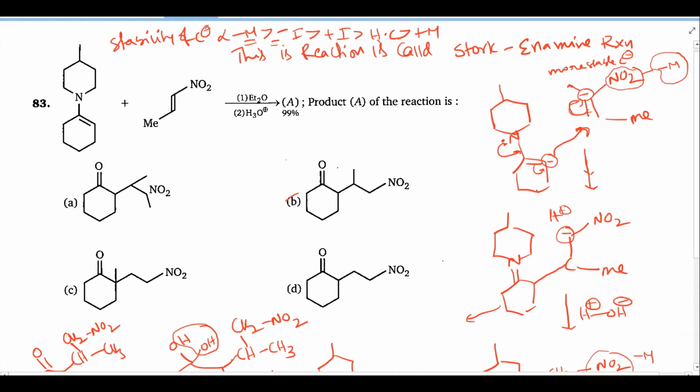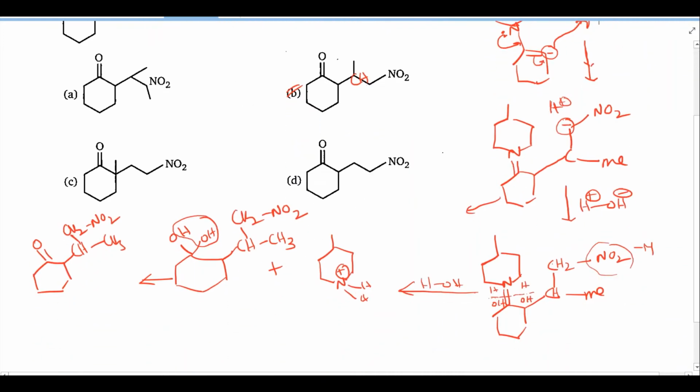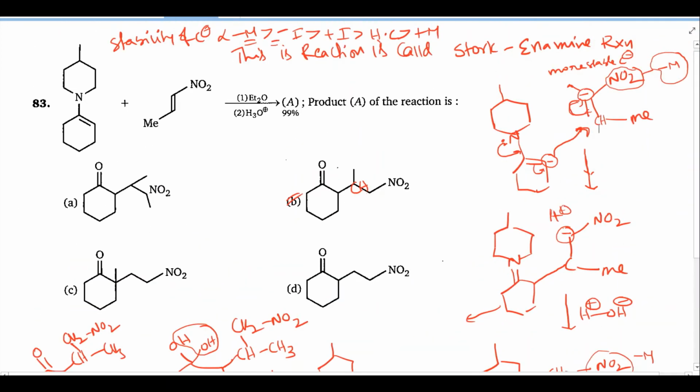This is B option. You can see here CH. Okay, this is CH. I think I missed one carbon. One second, students. Here, CH, CH2. Correct only, CH2NO2. So the correct answer is B option. So next question, question number 84.